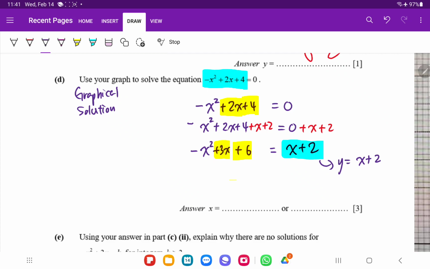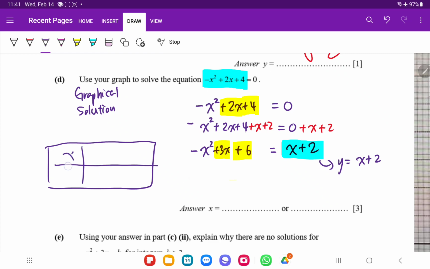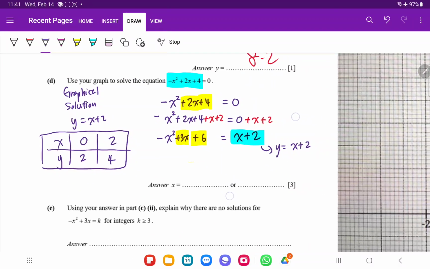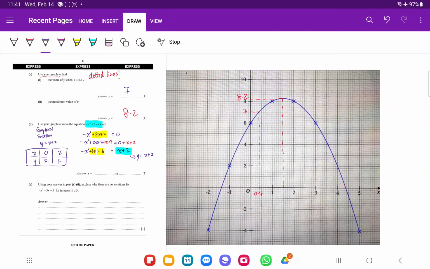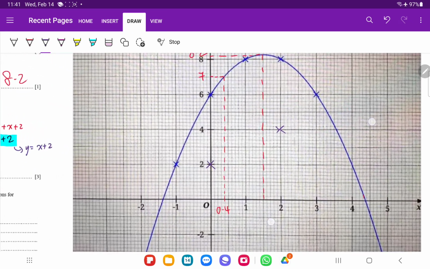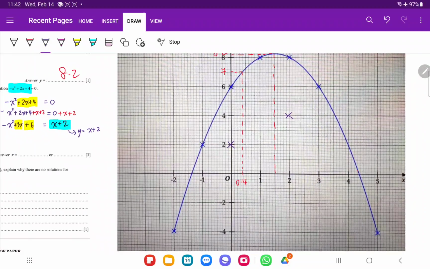Now how to draw y equals x plus 2? Create a table of values. I will just use when x is 0 and maybe x equals 2 for instance. This will be a 2, this will be a 4. So (0, 2) and (2, 4). Let's plot it. (0, 2) is here. (2, 4) is here. I will connect this using a straight line now.